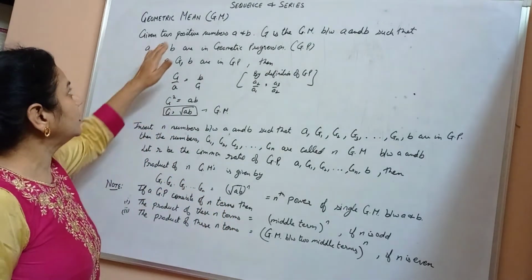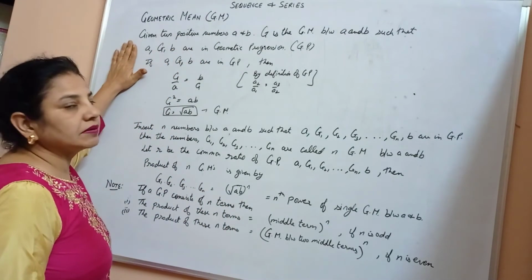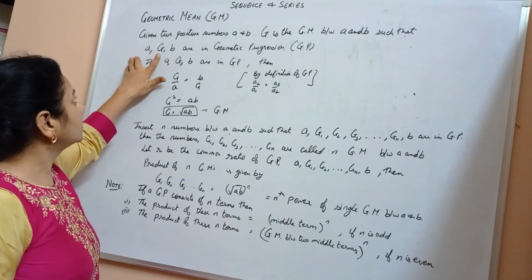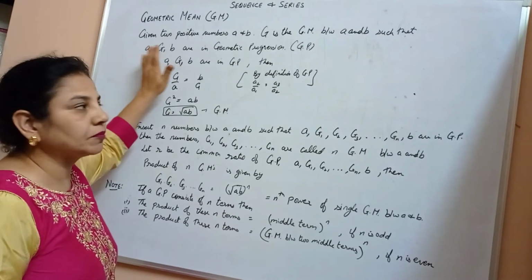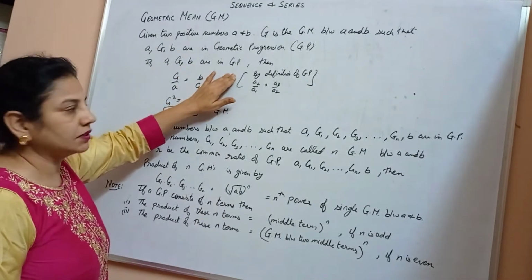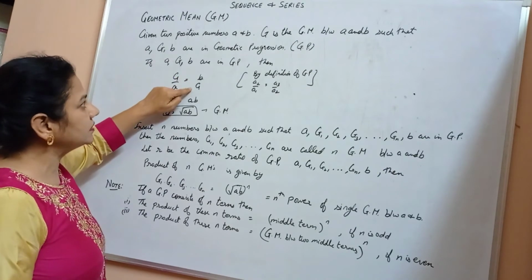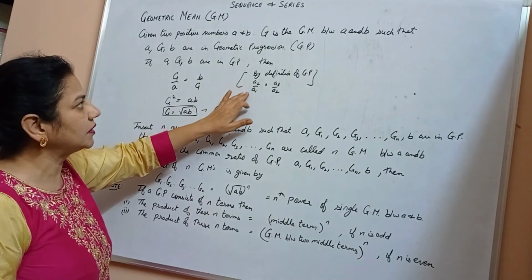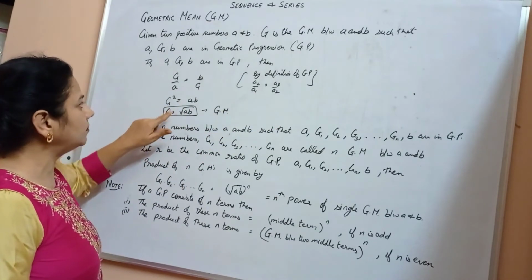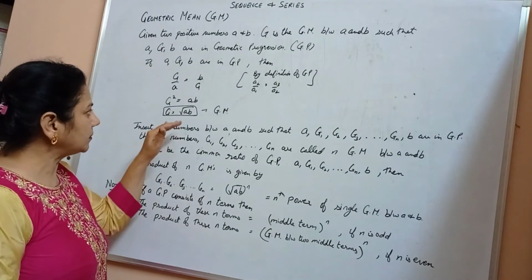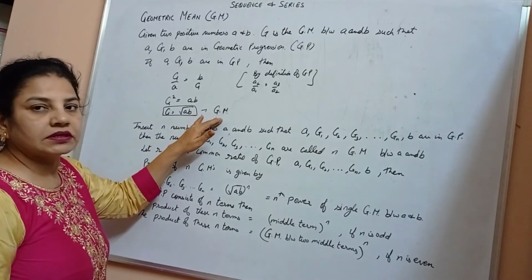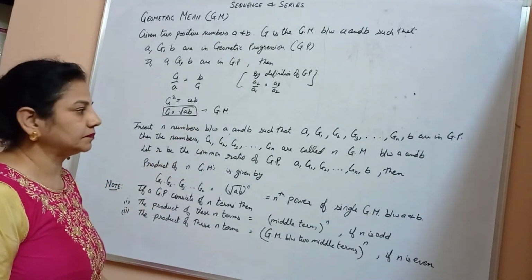Geometric mean. The abbreviation of geometric mean is GM. Given two positive numbers a and b, if G is the geometric mean between a and b such that a, g, b are in geometrical progression GP, then g by a is equal to b by g by the definition of geometrical progression. Second term divided by first term is equal to third term divided by the second term. So cross multiply, we get g square is equal to ab, g is equal to under root ab. We have to take the positive value as we have taken positive numbers. This is the geometric mean of two numbers a and b.